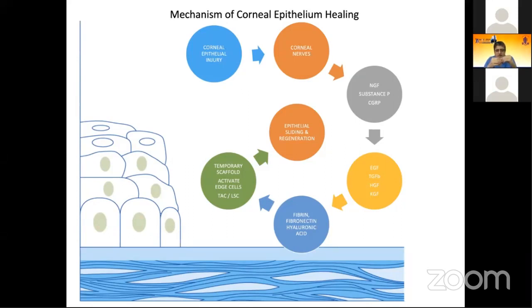The fibronectin helps to form a temporary scaffold over the bare corneal surface, and this also activates the edge epithelial cells to start migrating and adhering to the injured or wounded tissue surfaces. There is also an activation of the transient amplifying cells and the limbal stem cells, which then increase the epithelial cell proliferation and regeneration. And eventually the wound gets fully epithelialized.